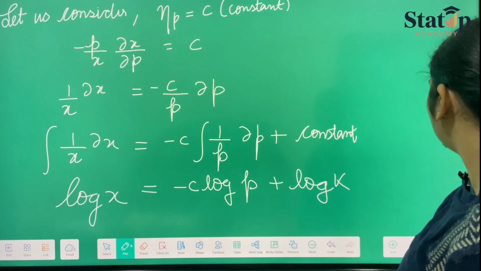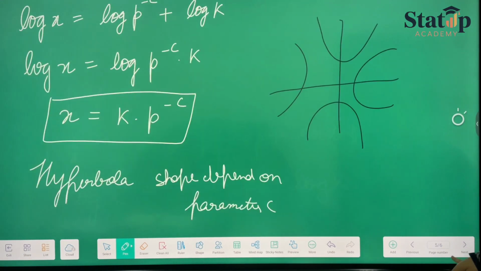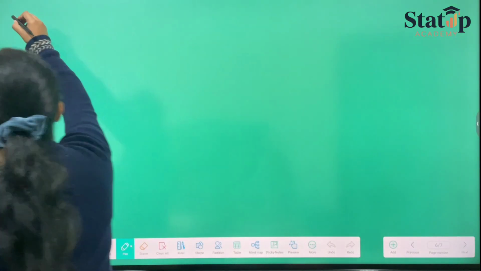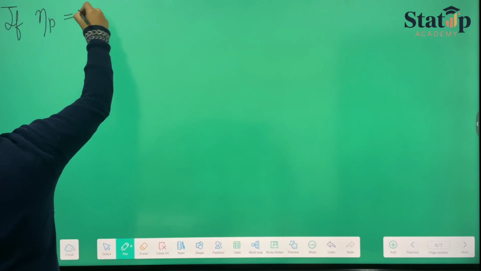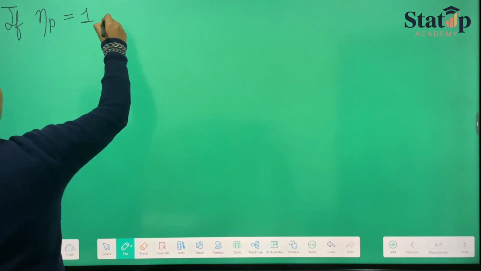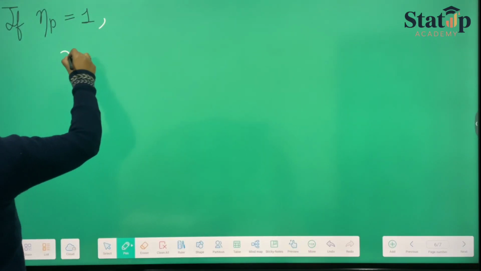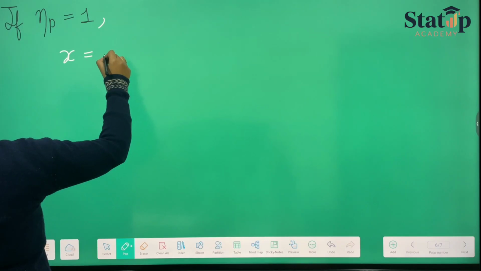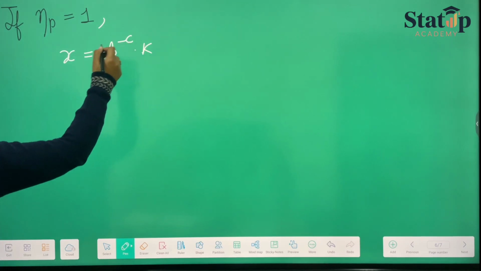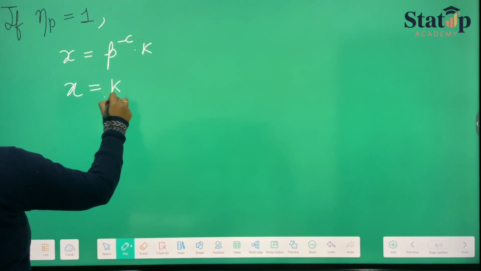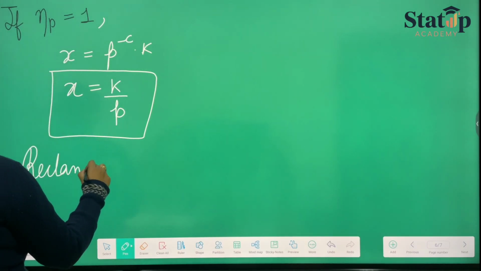Now the other part of the question says that what happens when eta p is equal to 1. Now if we consider that price elasticity of demand is equals to 1, that means the constant is equals to 1. We have calculated that when it is equals to 1, the value of demand is equals to p raised to the power minus c into k. Now if it is equals to 1, then we will be getting x equals to k upon p.